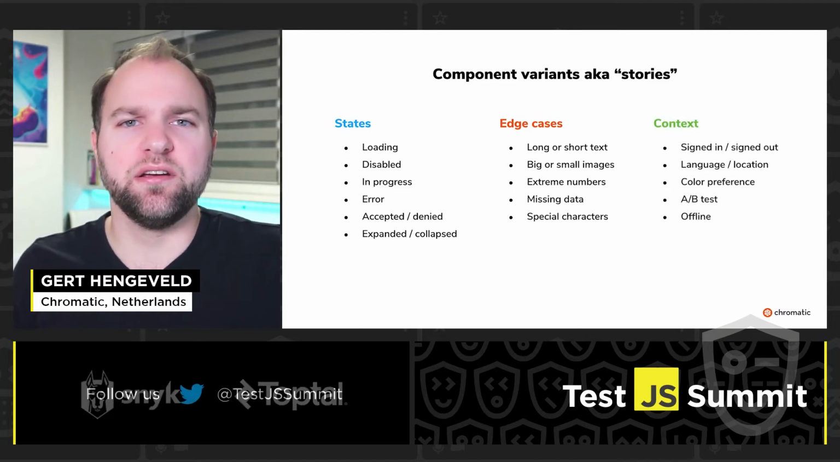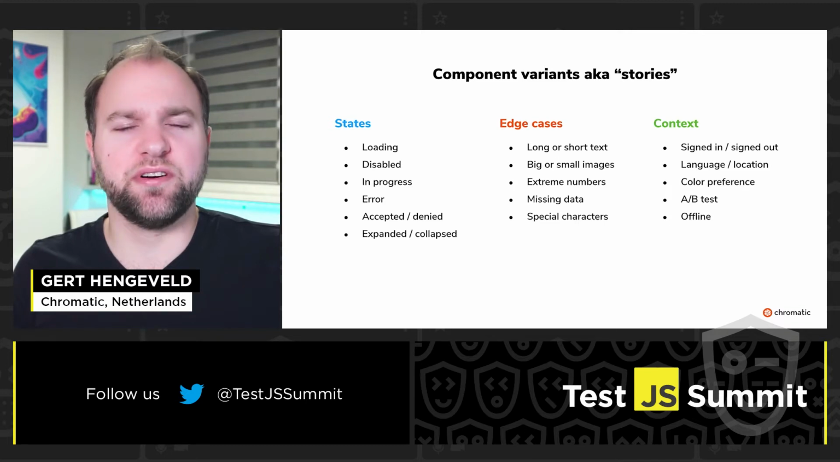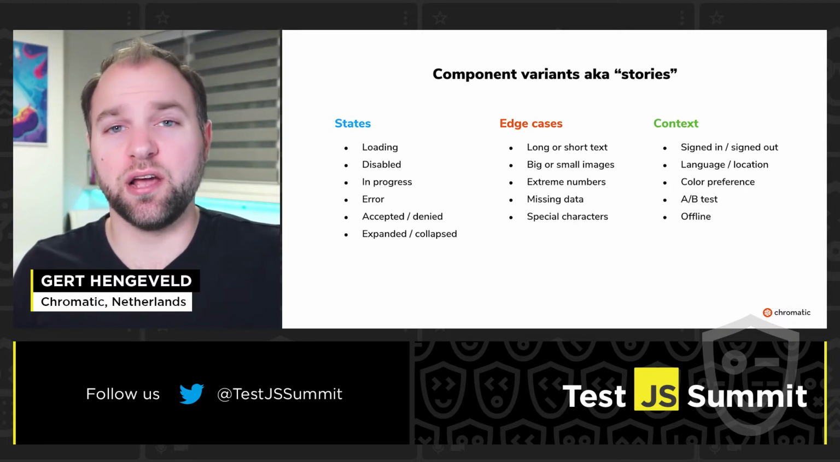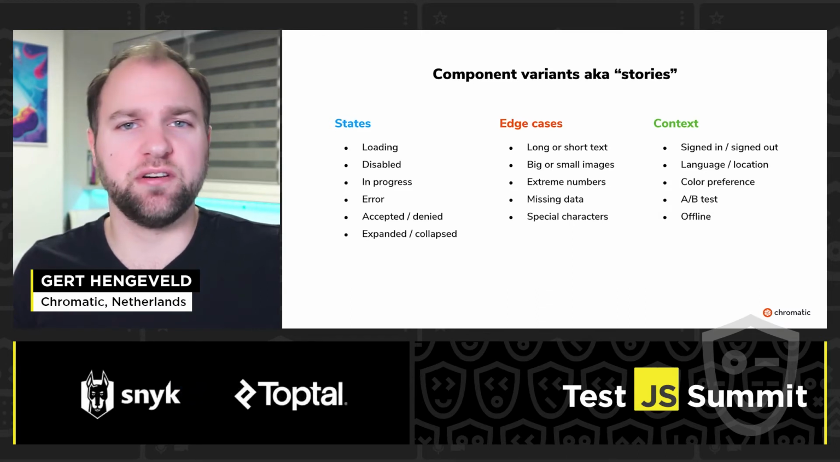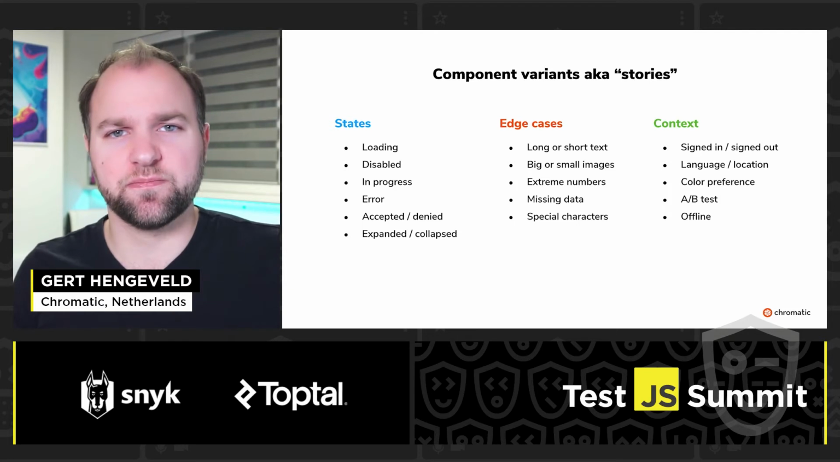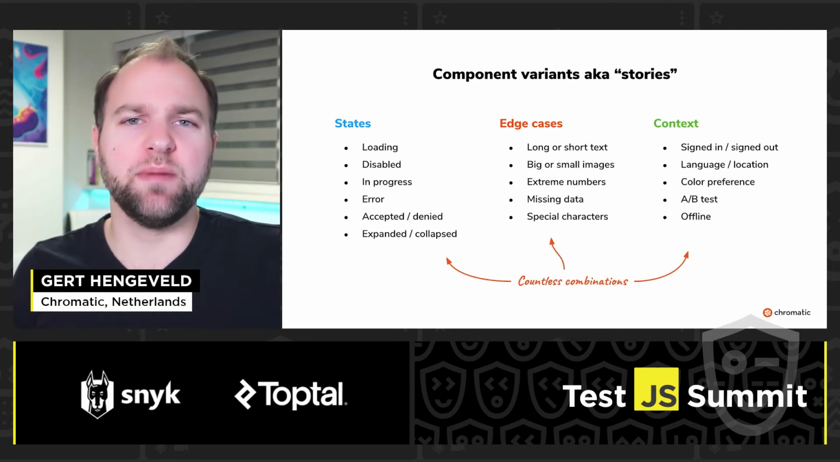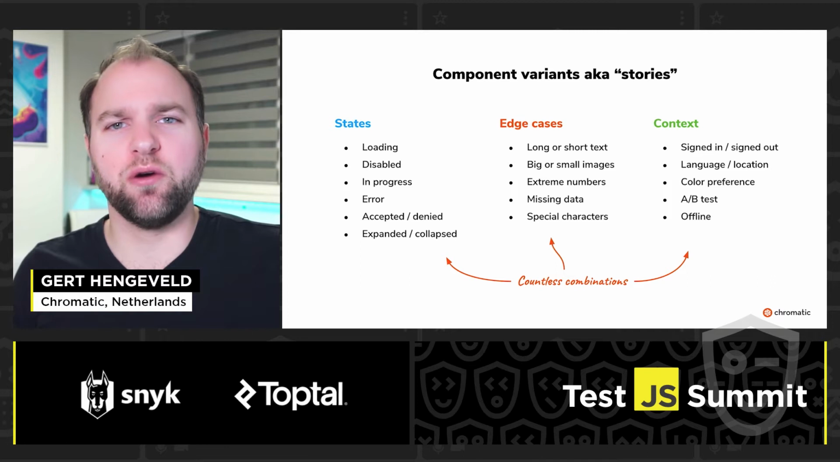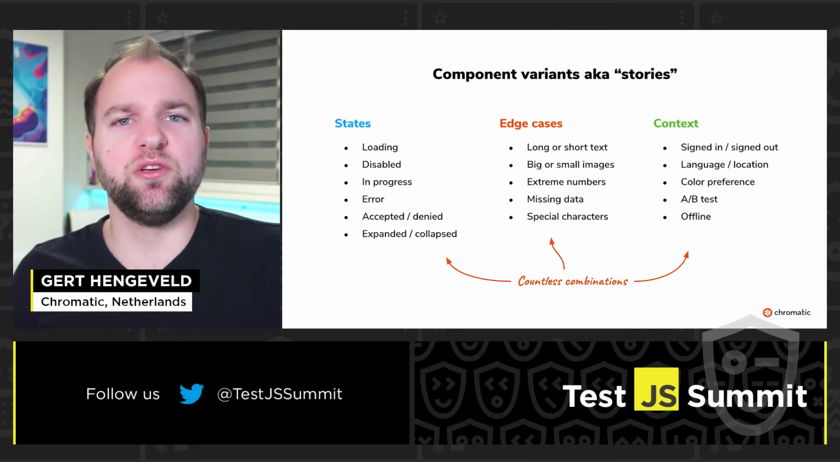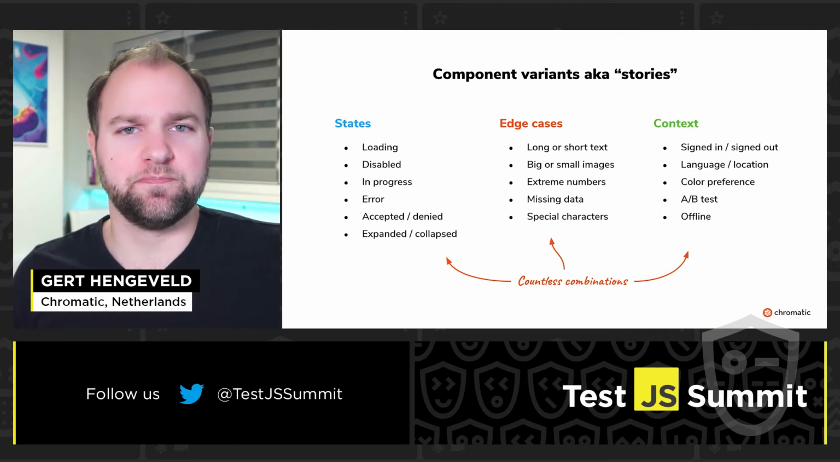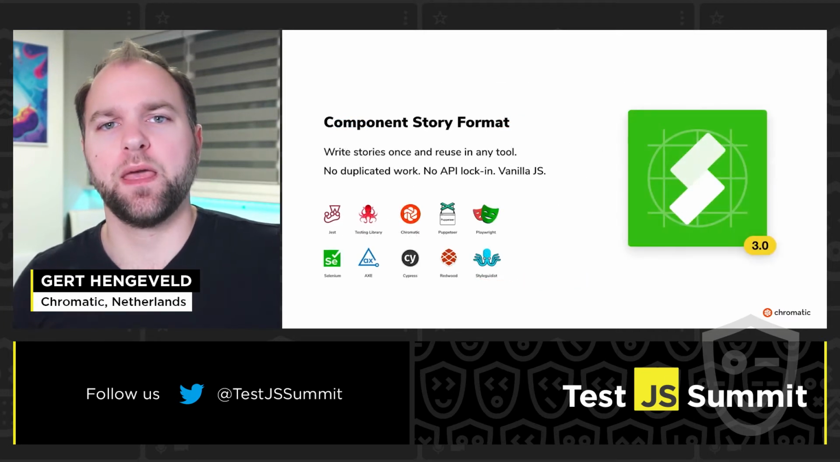And finally, there's context-dependent variations such as whether a user is signed in or not, their language, whether they prefer a dark theme, or what their assigned variant is in an A/B test. And to make matters worse, there's also countless possible combinations. Certainly not something you want to test manually.